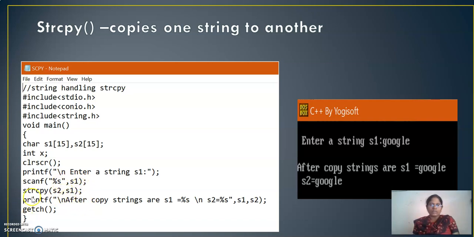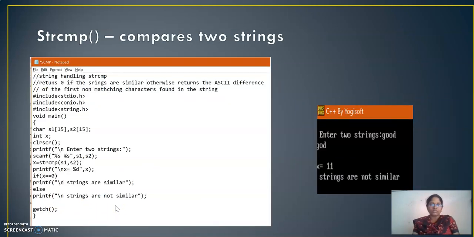If I am declaring strcpy(s2, s1), then I have to copy s1 into s2. After copying, s1 will be Google and s2 will also be Google. So strcpy has two parameters. The first parameter is the destination and the second parameter is the source.